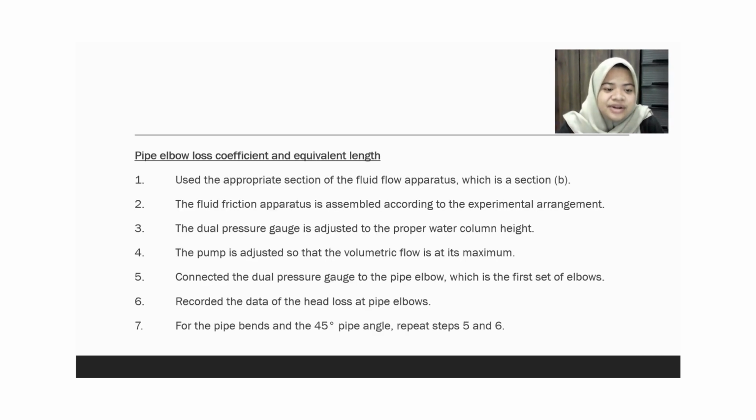Next is for the pipe elbow loss coefficient and equivalent length. Firstly, use the appropriate section of the fluid flow apparatus, which is section B. The fluid friction apparatus is assembled according to the experiment arrangement. The dual pressure gauge is adjusted to the proper water column head. The pump is adjusted so the volumetric flow is at maximum. Next, connect the dual pressure gauge to the pipe elbow, which is the first set of elbow. Record the data of the head loss.